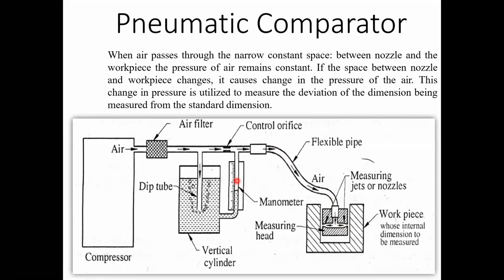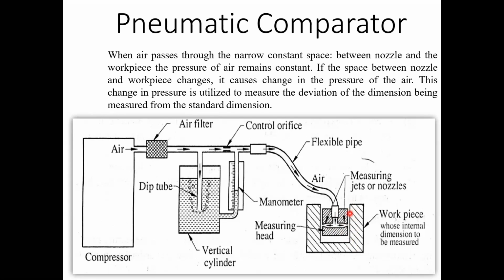The difference in height of this water head is utilized to measure the variations in the inner diameter of the cylindrical parts. Right? This is the complete working of a pneumatic comparator. Here, the workpiece is simply allowed to fly, and this measuring head is constant.